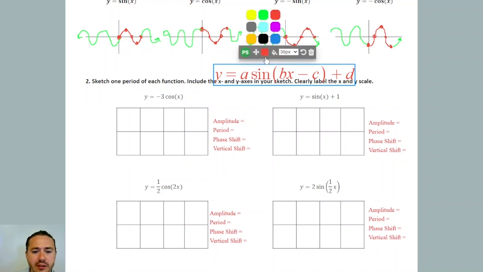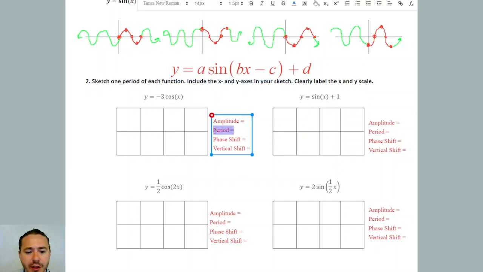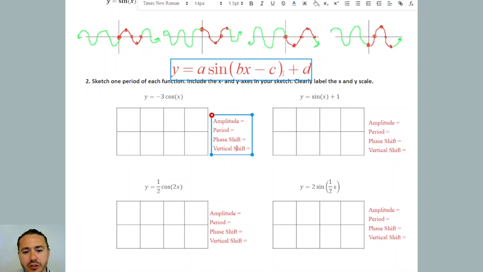Each one of these letters, A, B, C, D, is a different parameter that affects the graph in different ways. This is something we talked about in the lecture video. Go watch that video if you want a lot more detail about how that works. But basically, the amplitude is computed by finding the absolute value of A. The period is 2 pi divided by B. The phase shift is C divided by B. And the vertical shift is just D.